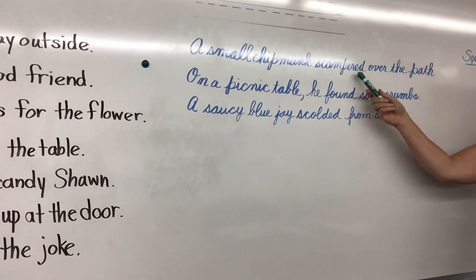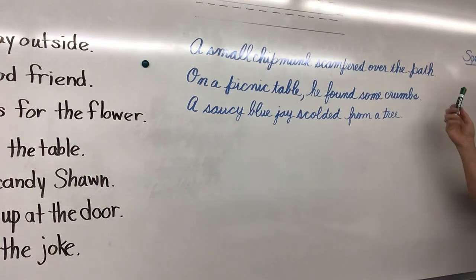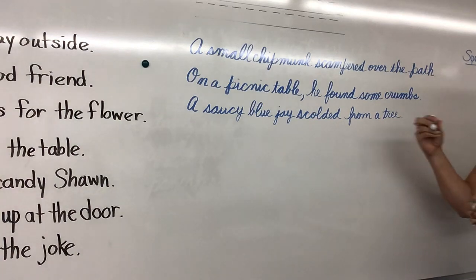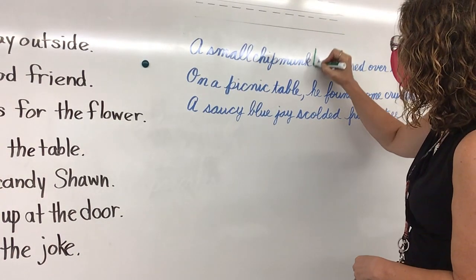Small chipmunk scrambled over the path. And I ended it with a period, so we already know that's a declarative sentence. Who is this sentence about? A small chipmunk. So we're going to put a line right here.